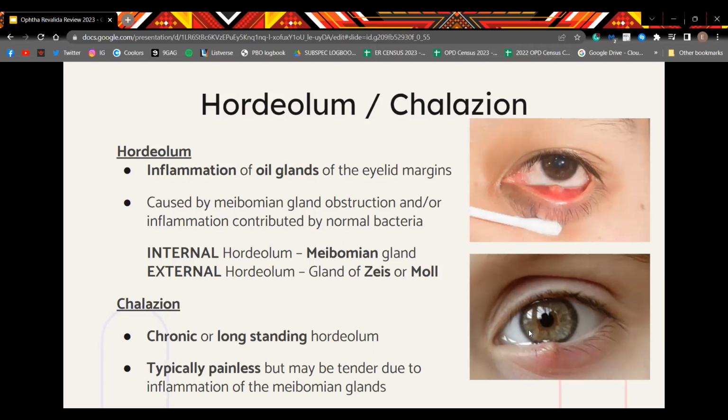So the picture on the top would be an example ng internal, picture on the bottom would be example ng external. So as you can see, it's important to avert the eyelids during examination if you're thinking of hordeolum or chelation. Kapag chelation naman, this is a chronic or long-standing hordeolum. It's typically painless compared to your hordeolum, which is tender or erythematous. It's typically painless but may also be tender due to inflammation of the meibomian glands. So yun lang naman yung difference ng hordeolum and chelation is the presence of acute signs of swelling.